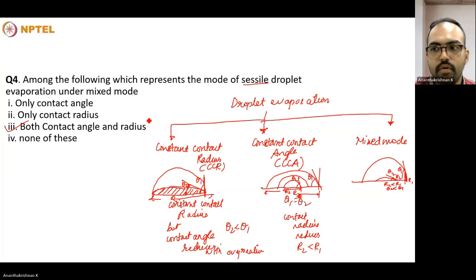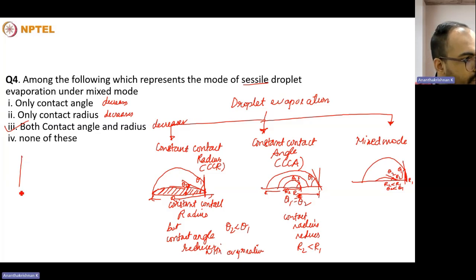Here both of them decrease. Which of the following represents the mode of sessile droplet evaporation under mixed mode operation? Both the contact angle and the radius decrease. So option 3 is the correct answer.